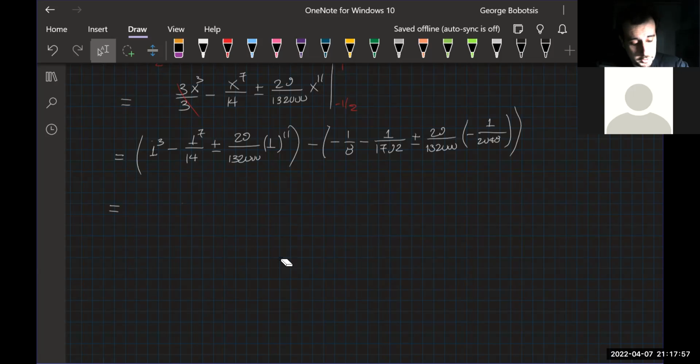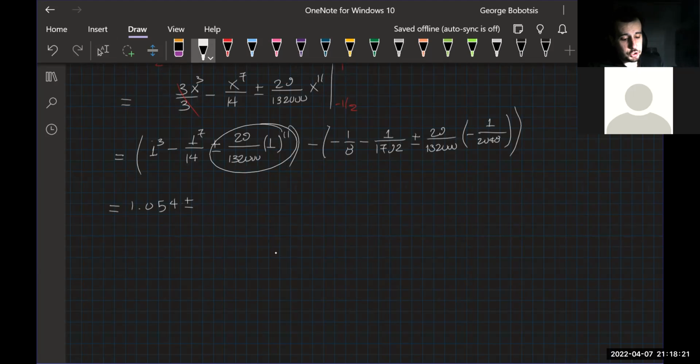So my overall result here is going to be 1 plus 1 over 8 minus 1 over 14. And then plus 1 over 1792. It's going to be a tiny number, I guess. All right, so you get here 1.054 plus or minus. This term dominates compared to this one.